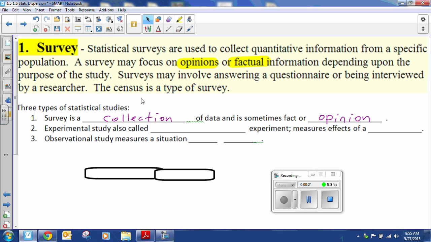The government wants to keep track of how many people are in the United States. They do this every 10 years, and they break down all the demographics by race, by gender, by age, and number of people living in each household are just some of the different properties of a census. But that's a survey.